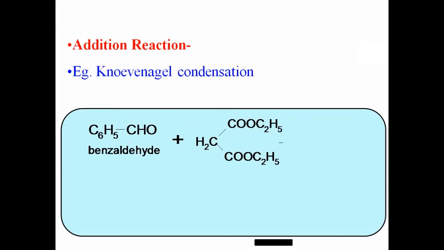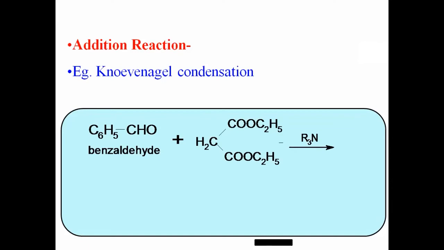When benzaldehyde is treated with the active methylene compound, the reaction is carried out in presence of a base. An example of a base is R3N, a trialkyl amine. Then what happens?